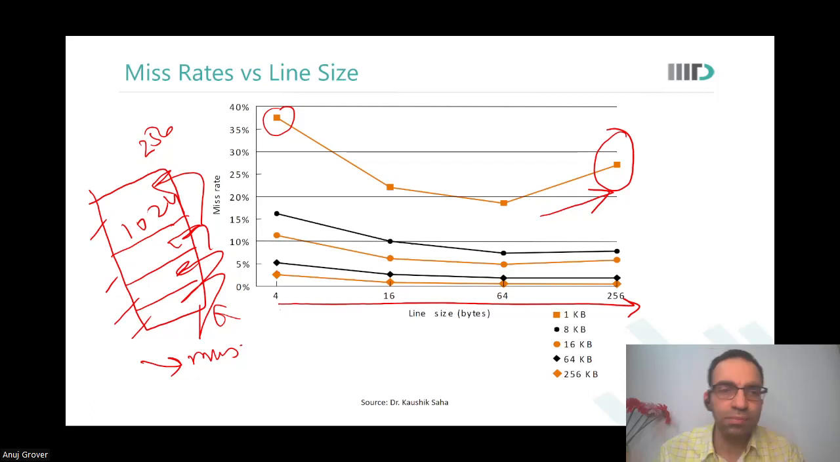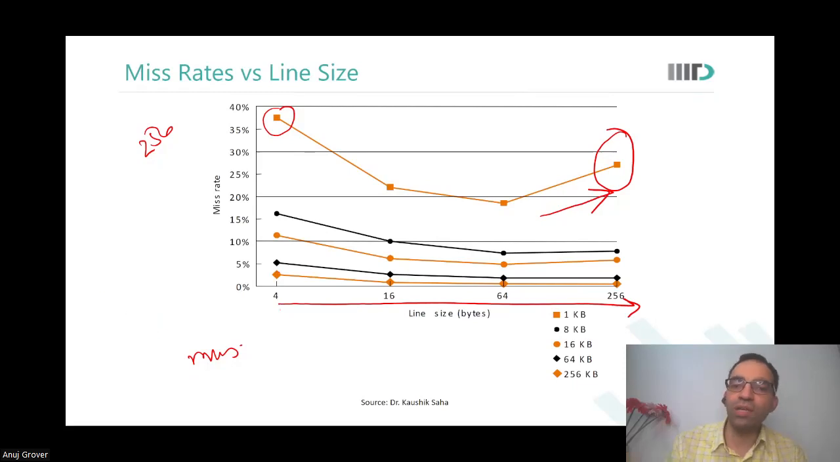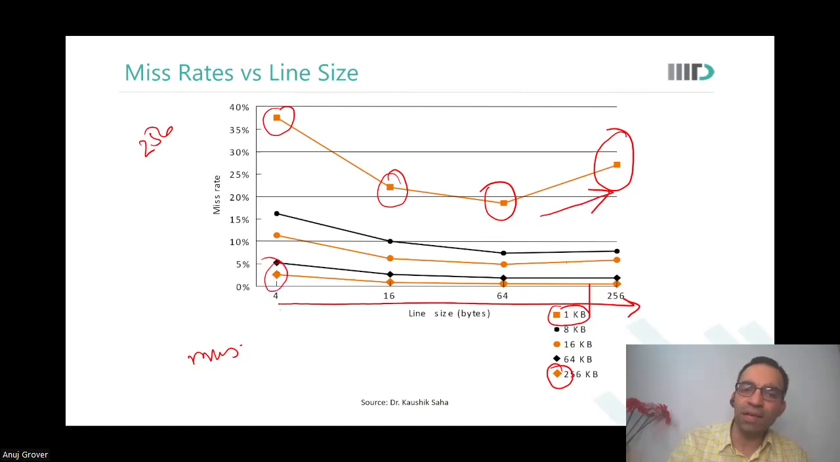So it is not like that my cache capacity decides what the line size would be. That is not the case. Actually you will realize it does, because if it was a 1 kilobyte memory, that smaller size, then I would have probably kept the line size at either 16 or 64. Whereas if it was a 256 kilobyte memory, I can keep it as small as 4 or as big as 256. Doesn't matter.